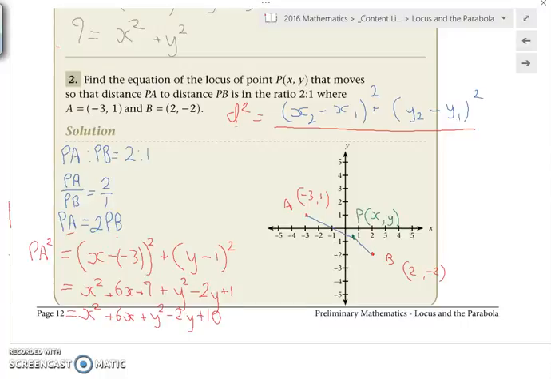All right, so we found the distance from P to A. Actually, we found PA squared, which is D squared. Am I looking at the right one? Yes, I am. Good. All right, so what are we going to do next?